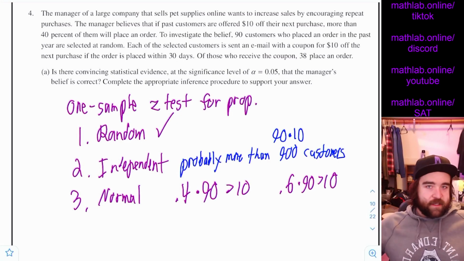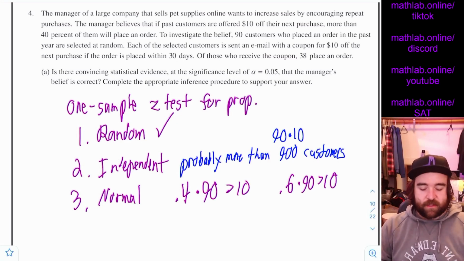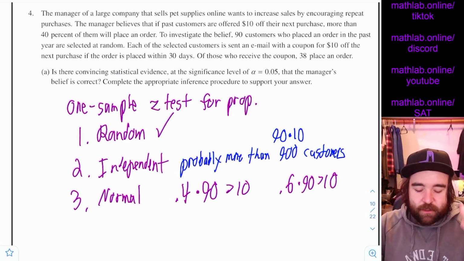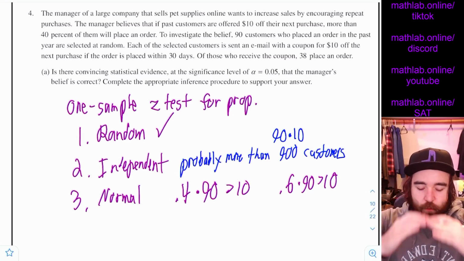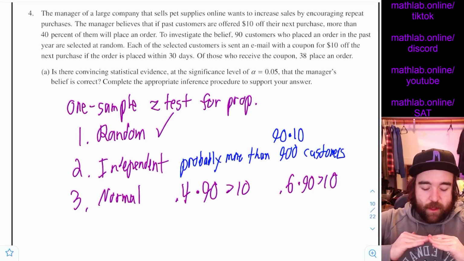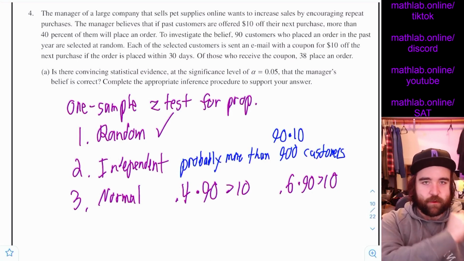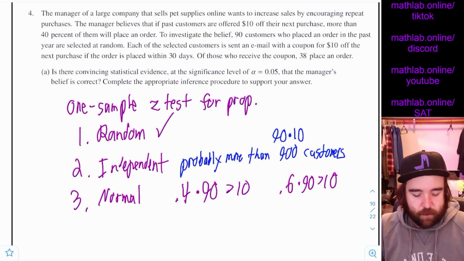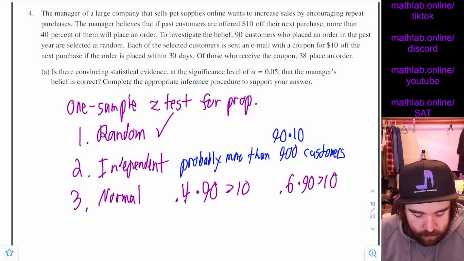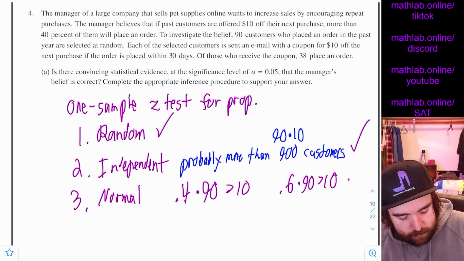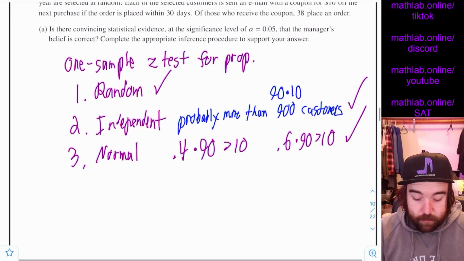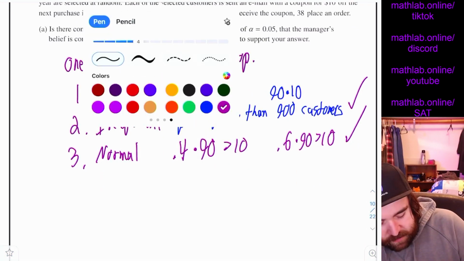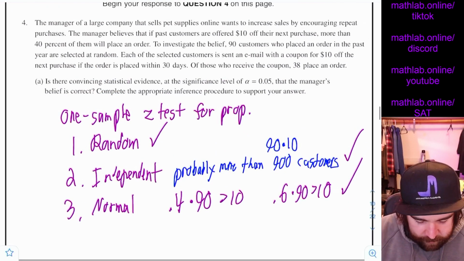Because the whole idea of this test is that you're assuming the 40% is true, and then you're calculating the probability of getting the result you got if the 40% is true. So we meet all of these conditions. So we'll do the test. So what is the test? Well, I need to think about it for a second.